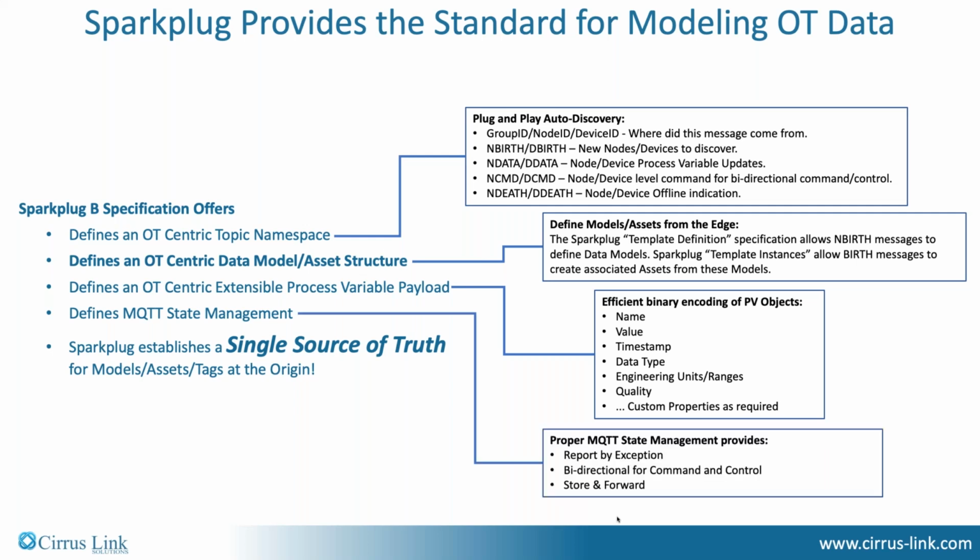And then finally, proper state management lets us do report by exception, bidirectional command and control, and very importantly, in a lot of factory and manufacturing, if that network goes down, we can do store and forward, so that when our MQTT session comes back, we can slowly publish out the historical data, not creating a data storm, and backfill that trend data that's very important for OEE and MES type applications.